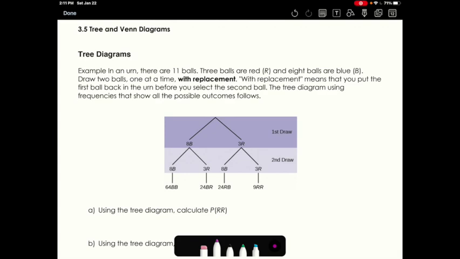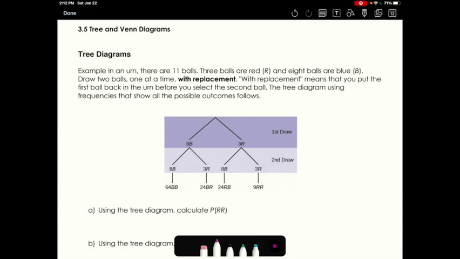In this lesson, we are going to talk about tree and Venn diagrams. And just like in the previous lesson, we talked about contingency tables. The tree and the Venn diagrams are also visual representations of whatever situation we're looking at to help us calculate these probabilities. It also helps us calculate the more complex situations when we have conditional probabilities, when we're trying to look at just a particular subgroup of our situation.